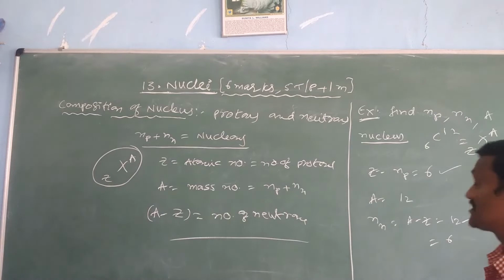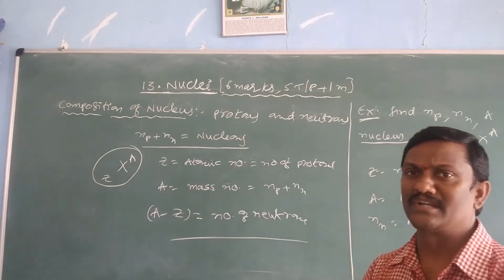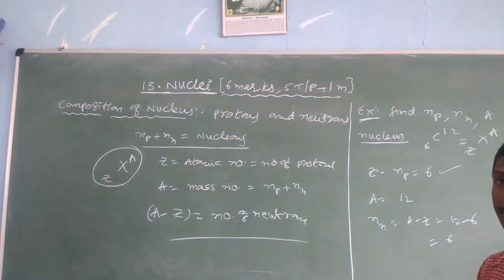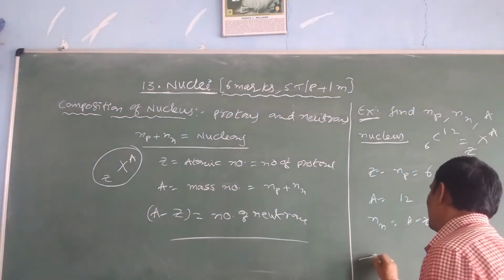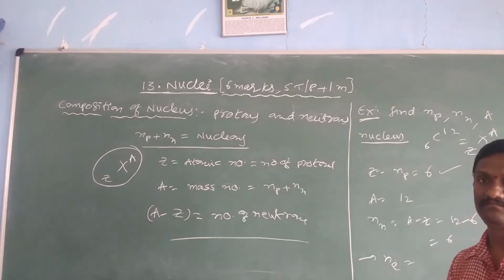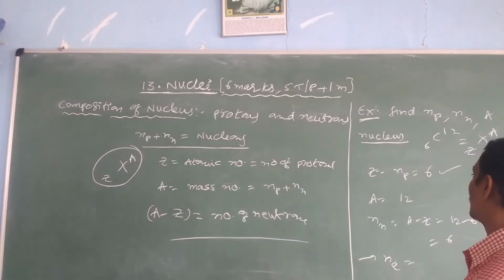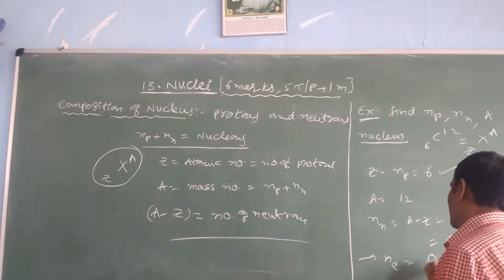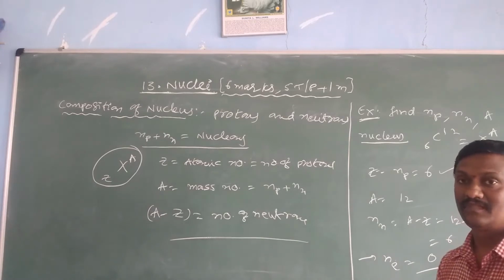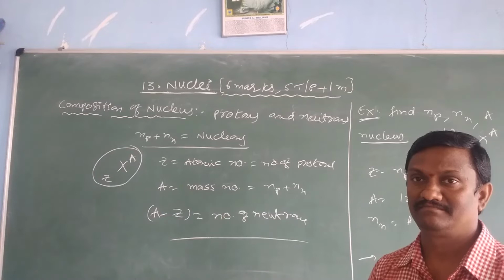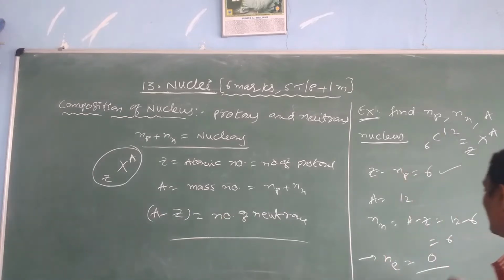So inside the nucleus, protons and neutrons are there. Sometimes an example is given: find the number of electrons inside this nucleus. Generally, inside the nucleus, protons and neutrons are there, but the number of electrons inside the nucleus is 0. According to the Bohr-Rutherford model, electrons revolve around outside the nucleus. So in this example, the number of electrons is 0.